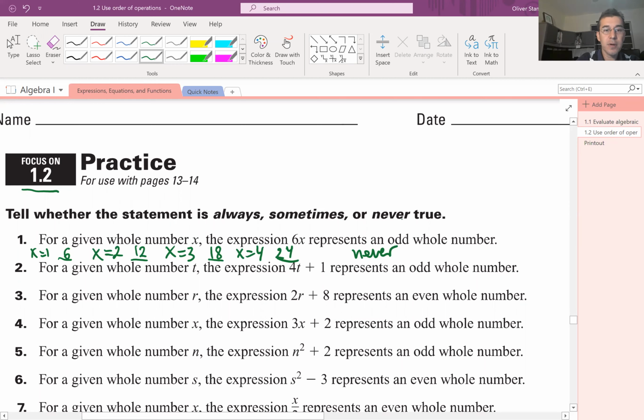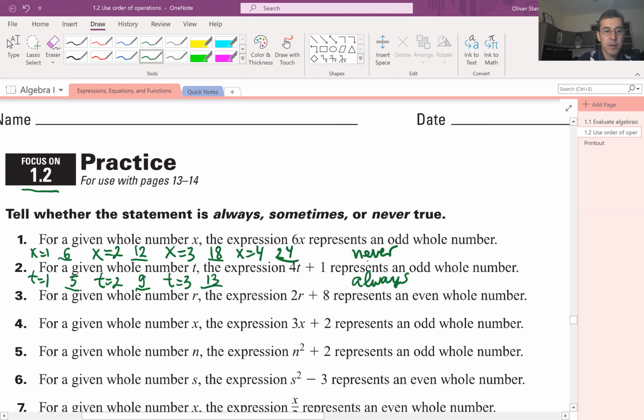Number 2, for a given whole number t, the expression 4t plus 1 represents an odd whole number. So if t is 1, 4 times 1 is 4 plus 1 is 5. If t is 2, 4 times 2 is 8 plus 1 is 9. If t is 3, 4 times 3 is 12 plus 1 is 13. And so forth. You can see they're all odd numbers, 5, 9, 13. So it represents an odd whole number. This is always true.